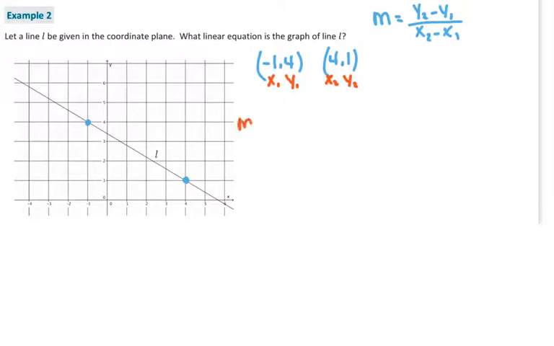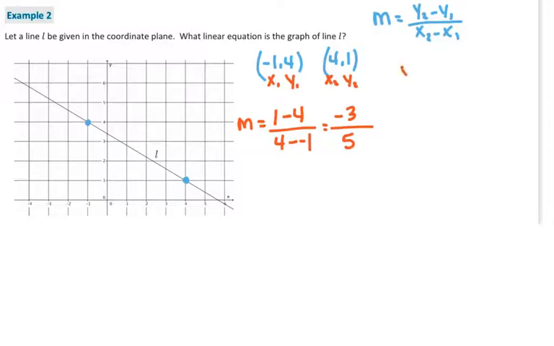So I'm going to determine my slope. So m equals 1 minus 4 over 4 minus negative 1. And I'm going to go ahead and solve that. So 1 minus 4 is negative 3. And 4 minus negative 1 is 5. Remember, I'm adding those. It's technically 4 plus 1. So my slope is negative 3 over 5.